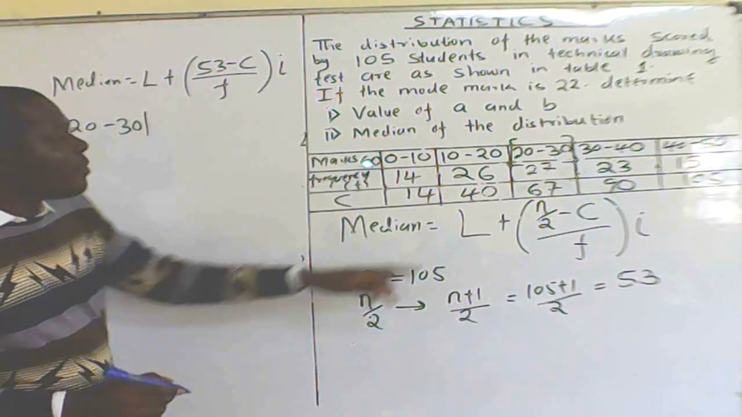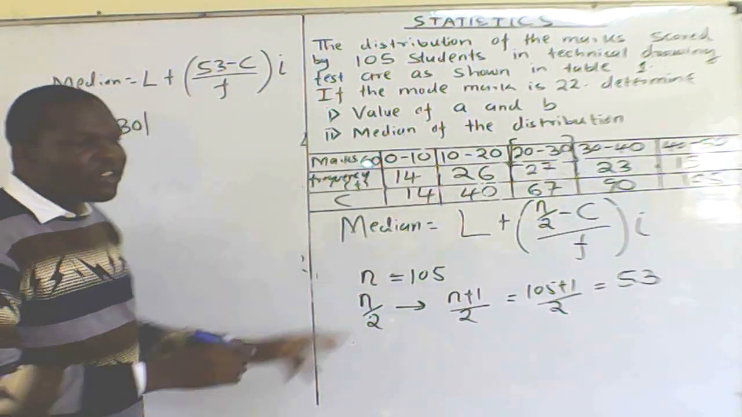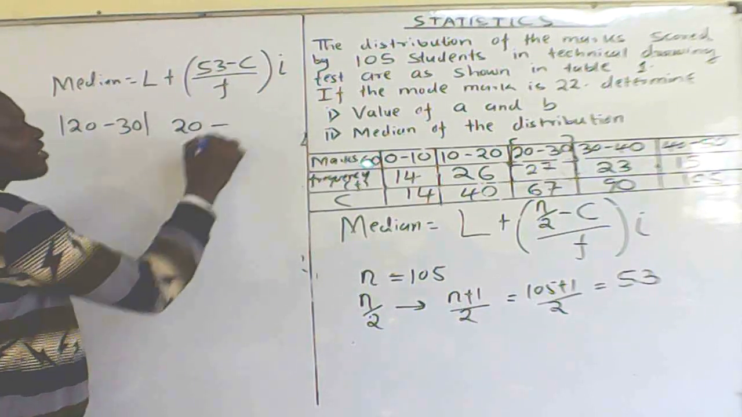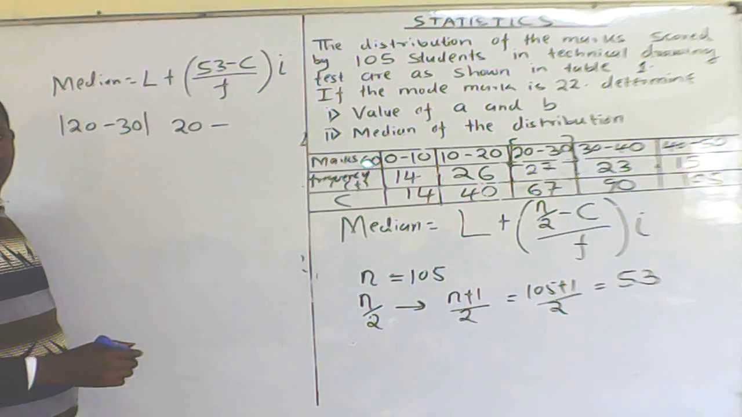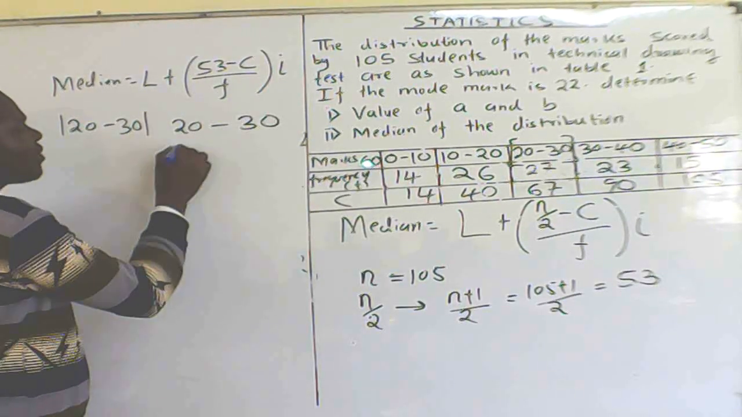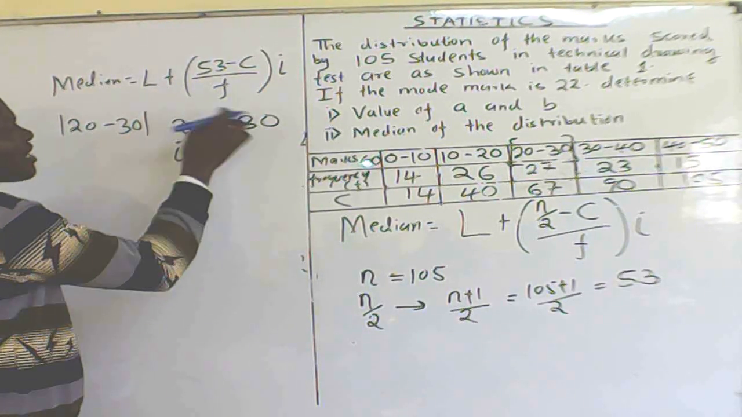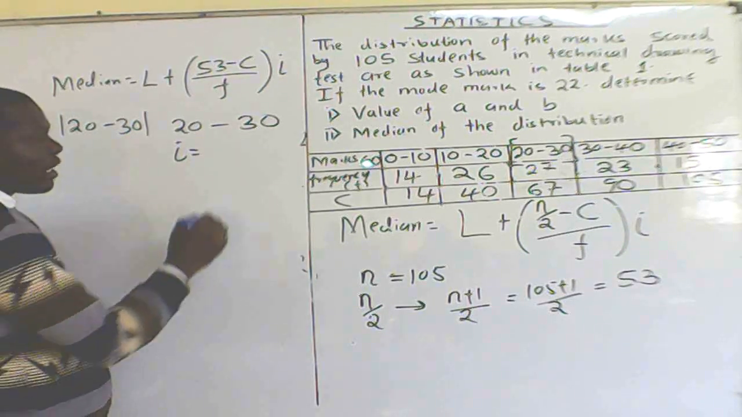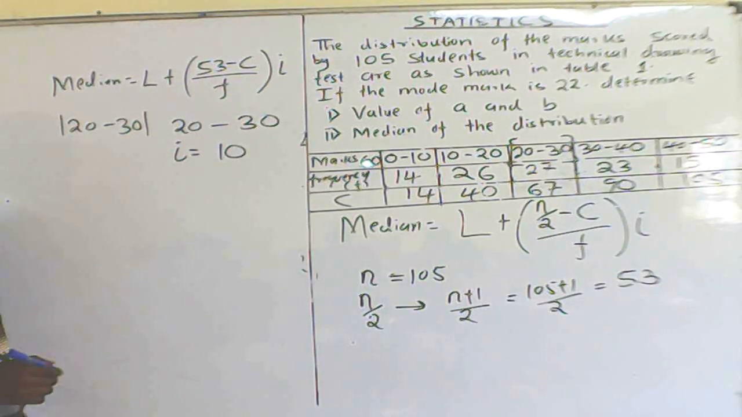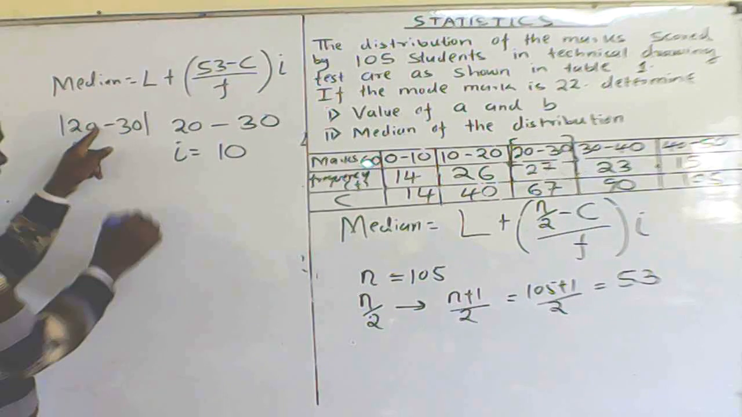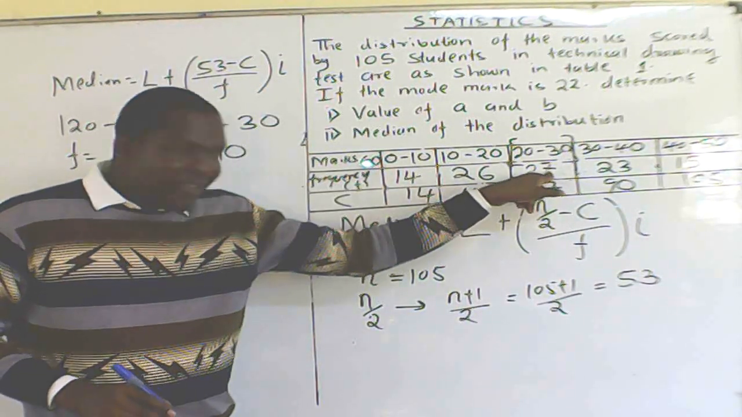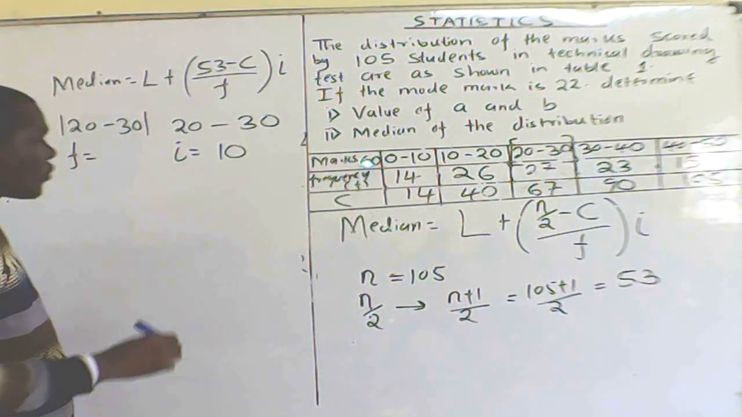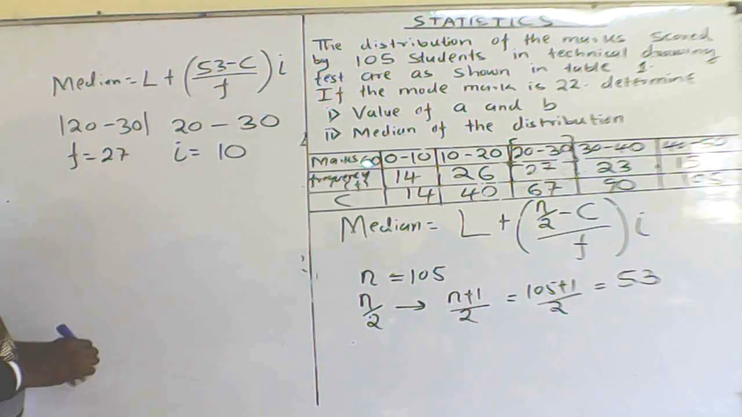So give me the class limit: the average of 20 and 20 gives you the lower class limit there, which is 20, isn't it? Then the average of 30 and 30 gives you the upper class limit there, which is 30. So in the end, what is the class interval? Upper class limit minus lower class limit, which is 10. Then what is the frequency of this median class? The frequency of that median class is 27, isn't it? See, we've now found everything, we just substitute in the formula.